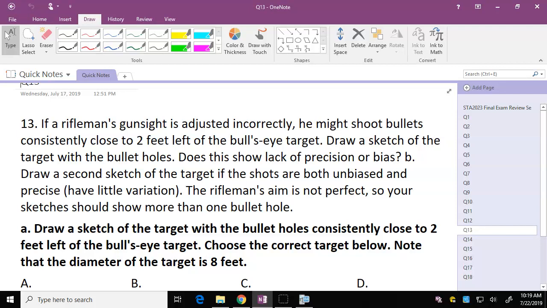So if a rifleman's gun sight is adjusted incorrectly, he might shoot bullets consistently close to 2 feet left of the bullseye target. Draw a sketch of the target with the bullet holes. Does this show a lack of precision or bias? And then part B, you're going to draw a second sketch of a target if the shots are both unbiased and precise, having little variation. The rifleman's aim is not perfect, so your sketches should show more than one bullet hole. Okay?